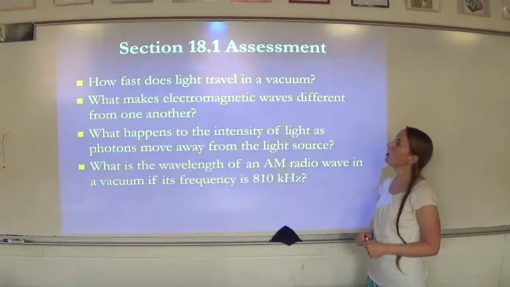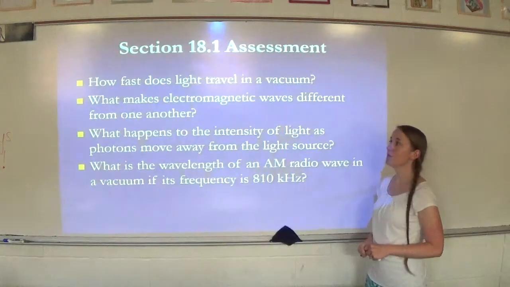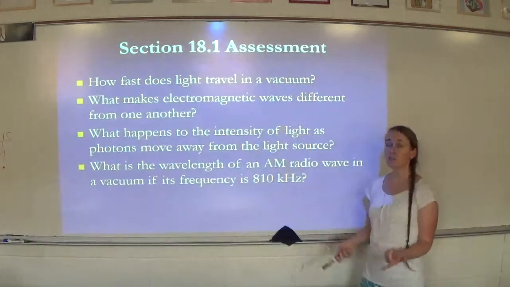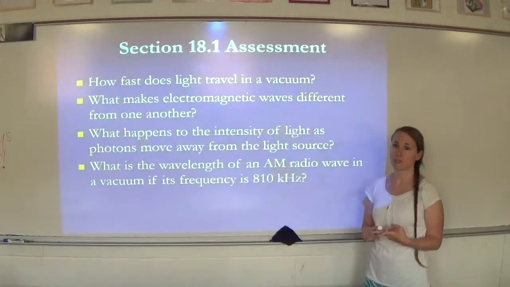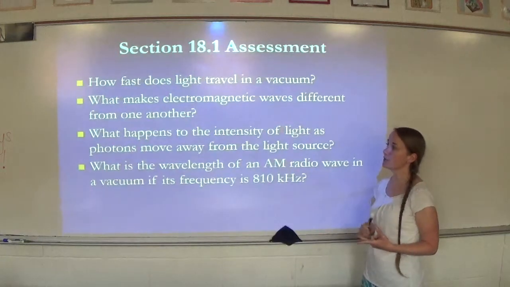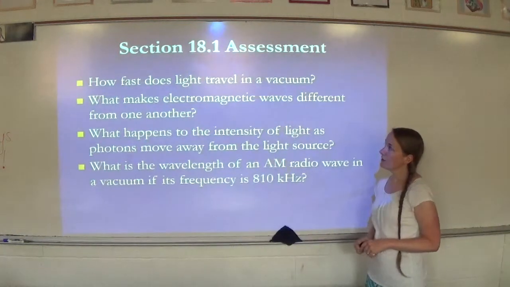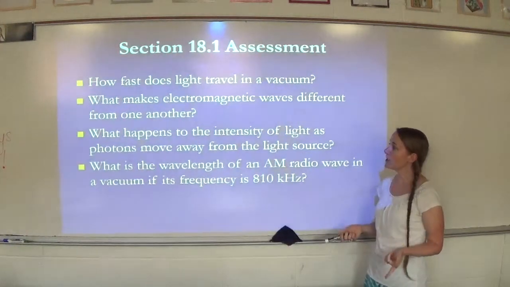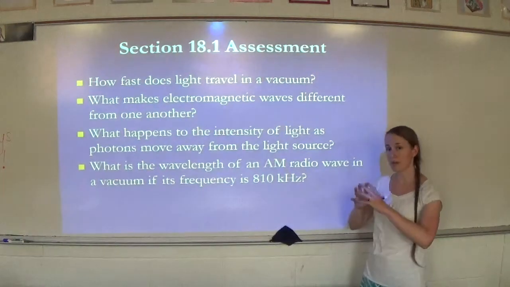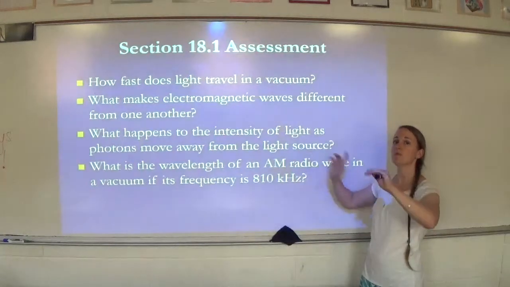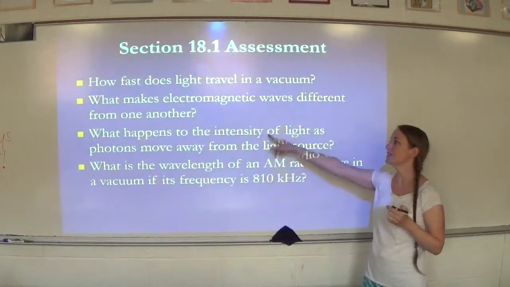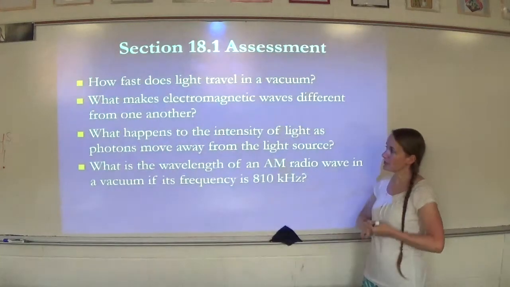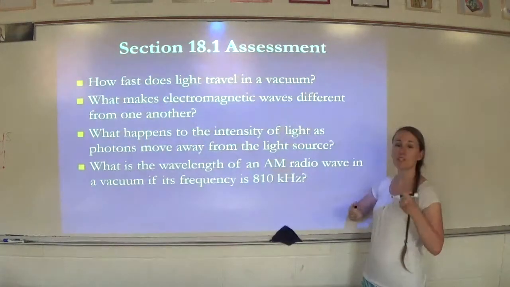Number 2: what makes electromagnetic waves different from one another? Well, they're traveling at the same speed, so what's different is their wavelength and frequency. Number 3: what happens to the intensity of light as photons move away from a light source? Remember, as those photons spread out and we get further away from the light source, the intensity decreases.